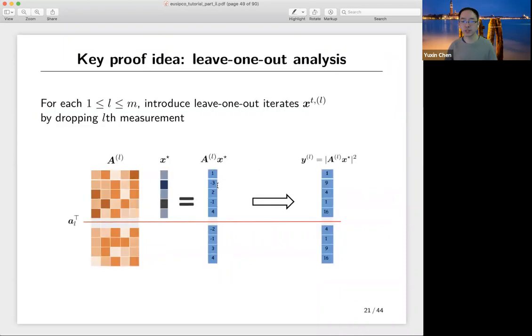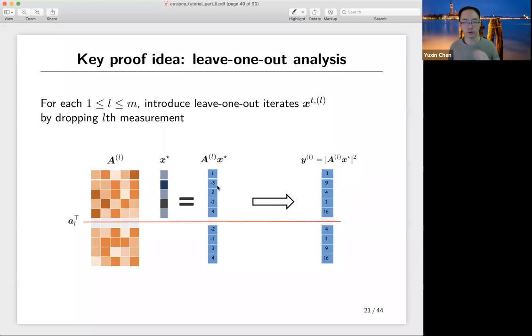Okay, so now the question is, what is the key idea underlying the proof of this thing? In the interest of time, I definitely won't be able to go into the details of the proofs, but I can give you some keywords that you might find useful if eventually you want to look into this literature. There is a very powerful idea called leave-one-out analysis, deeply rooted in the probability and random matrix literature, that turns out to be very useful. The idea is very simple.